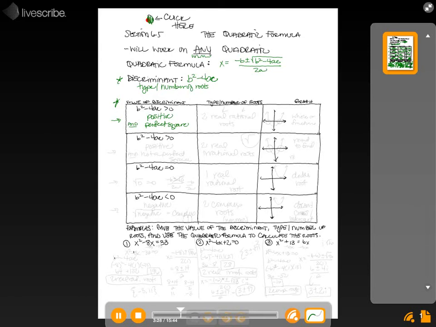If you have a perfect square discriminant and it's positive, the type and number of roots you get, you will have 2 real rational roots. Now let's talk about what real and rational mean. Real means it's on a number line. I can look at the x-axis and I'll be able to find where it's at. And rational means that it's whole numbers or fractions.